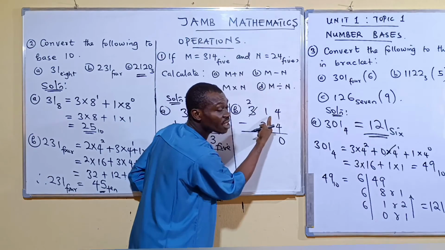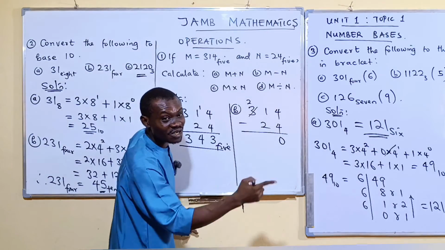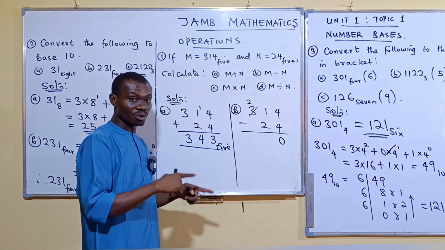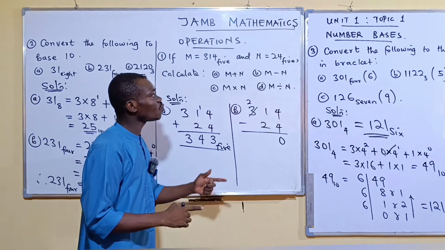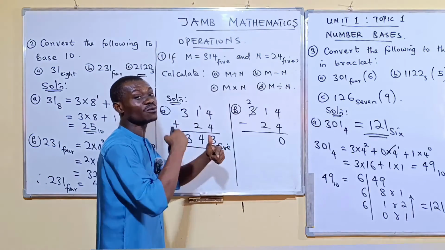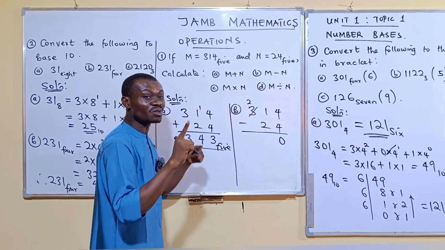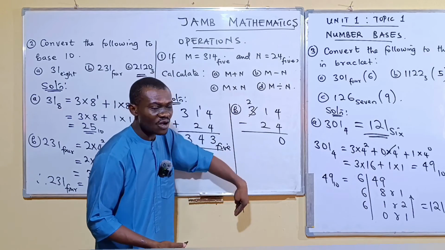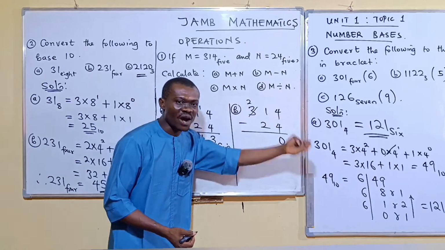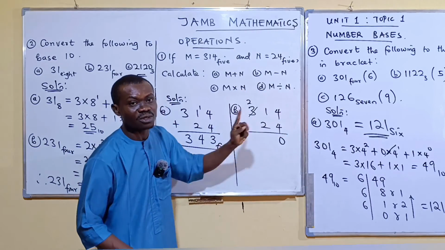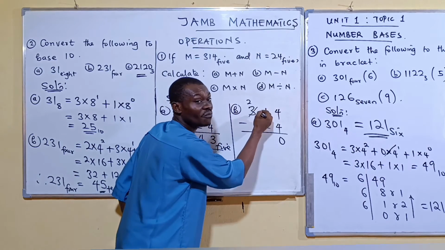Now, that 1, when it comes here, what does it become? That's where your base comes into play. Because when you're doing it in base 10, whenever you borrow 1, it usually turns to 10. It turns to 10 because you are in base 10. But in this case, you are in base 5. So it should turn to what? 5. Whatever is the base, that's what the number you borrow will turn to. So in this case, it will become 5.